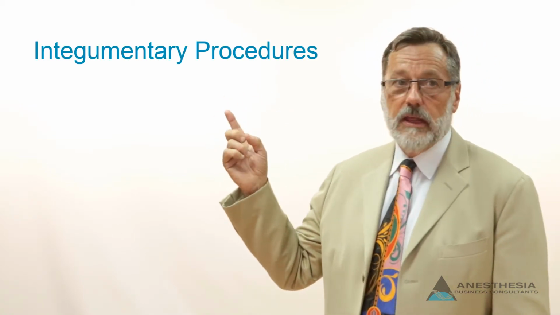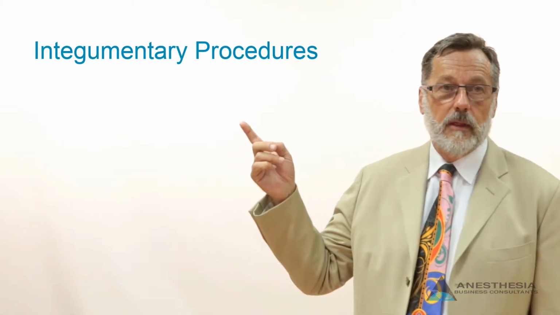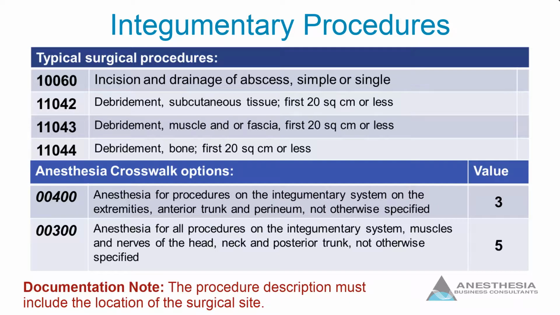Note for these integumentary procedures, while in some cases the description provided may mention the surgical site, this is not always the case. In the examples on the slide, you will note that the debridement procedure codes do not include a site reference. This is critical, though, because ASA procedure codes involving the head or neck or the posterior trunk are worth 5 units versus 3 for the rest of the body.